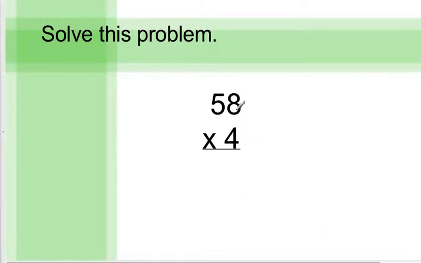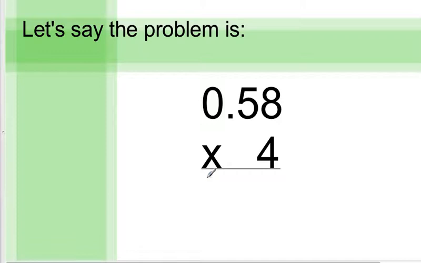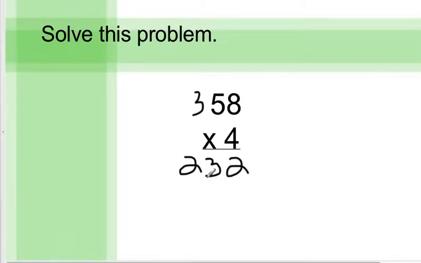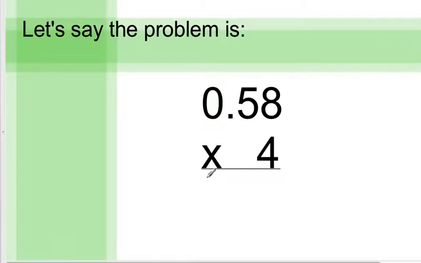So we're just going to solve this problem. Getting used to the decimals. Again, we haven't quite worked with those yet, but we're just getting a little review on multiplication. 4 times 8 is 32. Carry the 3. 5 times 4 is 20, plus 3 is 23. You should have gotten an answer of 232. So, this one was 58 times 4. This one is 58 hundredths times 4.